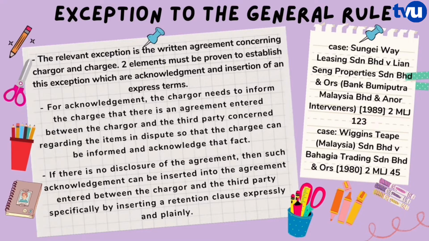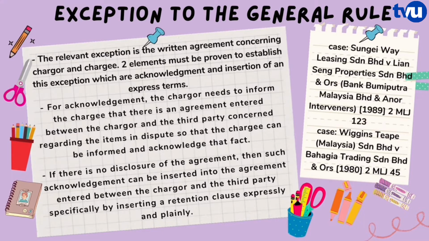There are two elements that must be proven to establish the exception, which are acknowledgement and insertion of an express term. Another case in this matter is the Sungai Way Leasing Sdn Bhd case. We have concluded that if there is no disclosure of the agreement, then such acknowledgement can be inserted into the agreement entered between the charger and the third party, specifically by inserting a retention clause, expressly and plainly.